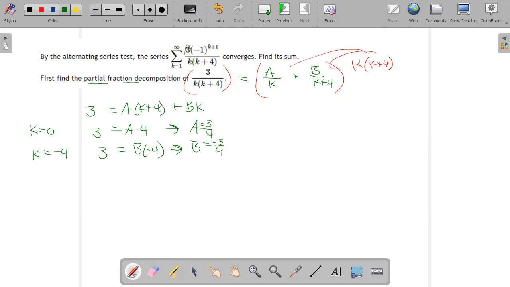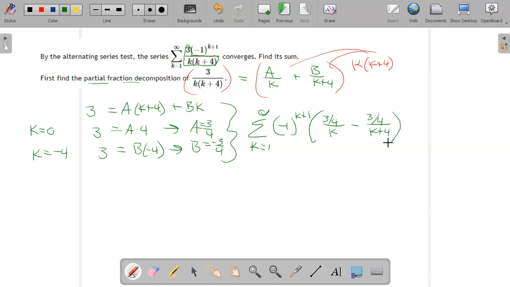So that's important because in my sum up here, I have a 3 over k times k plus 4 with that -1 to the k plus 1, my alternating part. So based on this right here, I can rewrite the original series to be the sum as k equals 1 to infinity of -1 to the k plus 1 times 3/4 over k minus 3/4 over k plus 4. So this is my new sum. Another way I can do it.